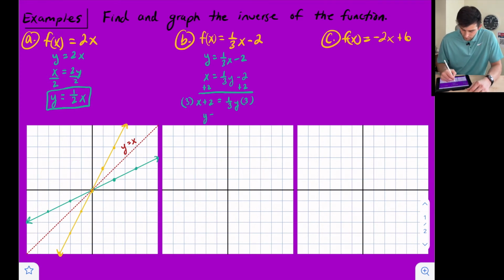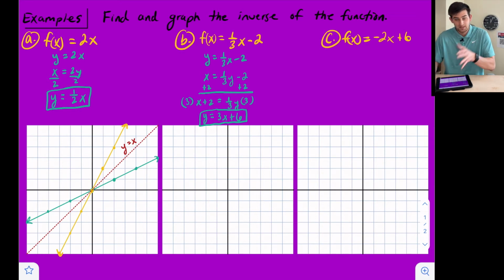So now I have y equals, and we need to make sure we distribute this 3, so that'd be 3x plus 6. Okay, so that's 3 times x and 3 times 2. So now 3x plus 6: 1, 2, 3, 4, 5, 6. Our y-intercept would be all the way up here. And our slope is 3.